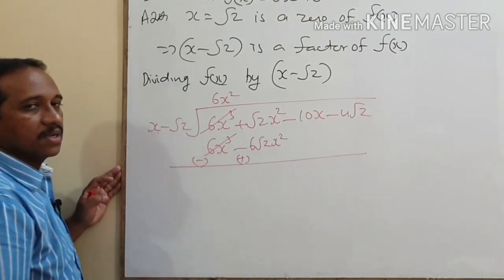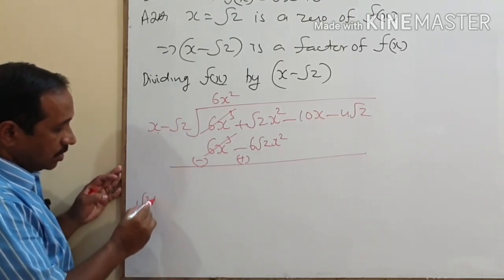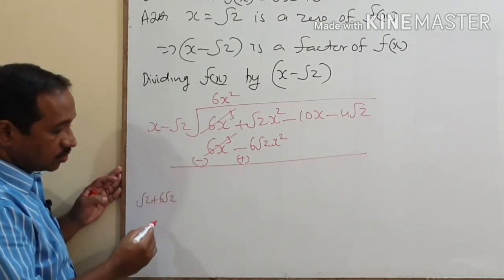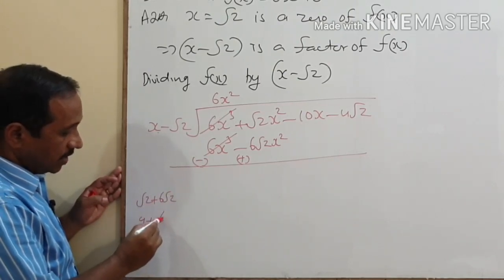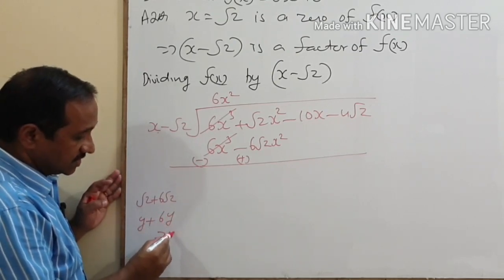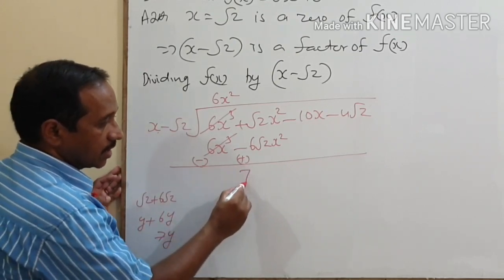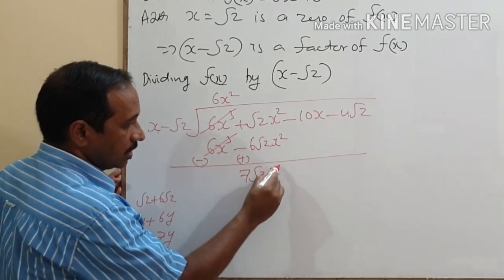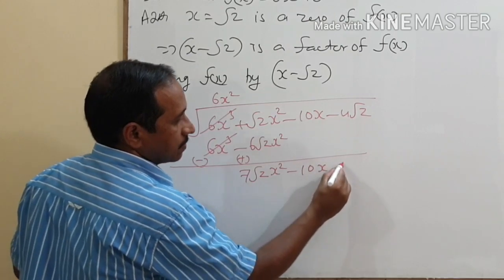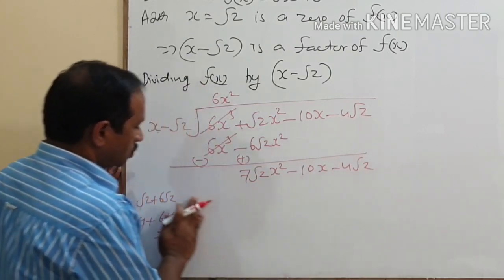Root 2x square plus 6 root 2 is just like root 2 plus 6 root 2. Root 2 plus 6 root 2 is just like y plus 6y. What is y plus 6y? 7y. So here it becomes 7 root 2 x square minus 10x minus 4 root 2.